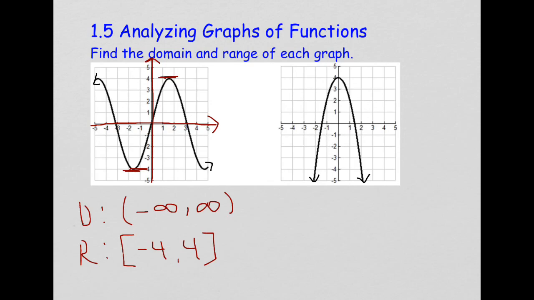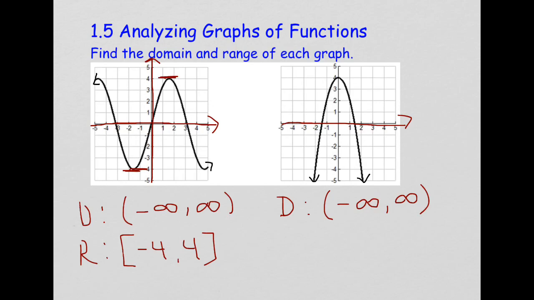Now let's look at the second graph. It looks a little bit different. It does have the hump in it just like the previous graph, but it doesn't go back up. So as we're looking at the domain, as we go from left to right, we see that the function exists everywhere. So again, we have the domain of negative infinity to positive infinity. Again, we always write the smaller number first.